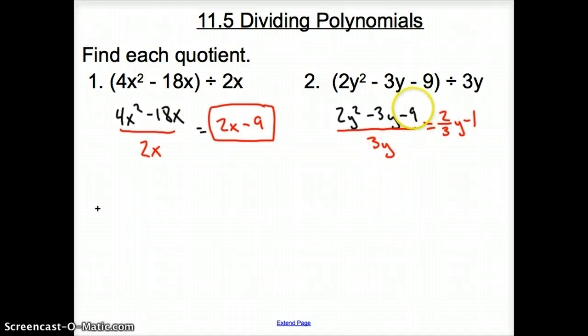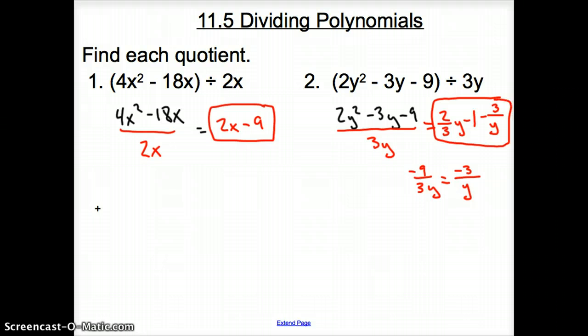Now with your numbers here, negative 9 divided by 3 is going to be a negative 3, but is there a y to divide? No, there's no y to divide, so that y has to stay on the bottom. If you look at it as negative 9 over 3y, if we simplify this, we would cancel out that 3 with the 9, so it would be a negative 3 on top over y on the bottom, which we have here. So our simplified version is this guy right there.